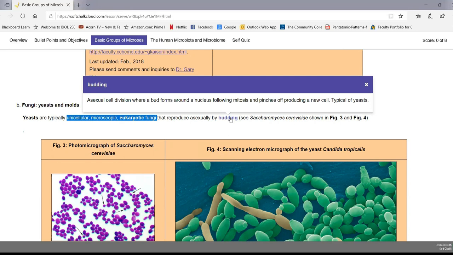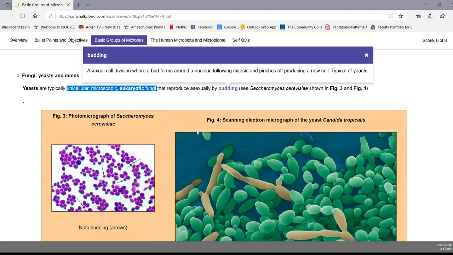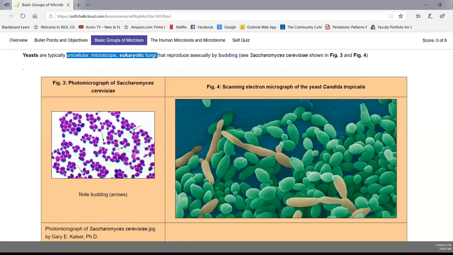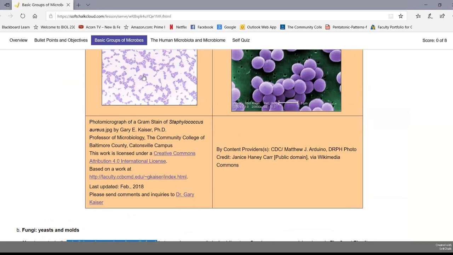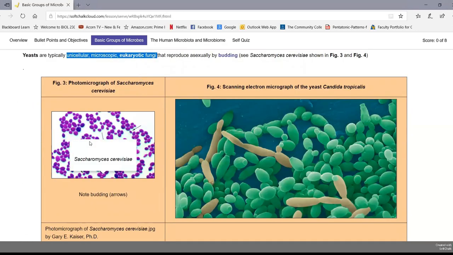And this is where, following mitosis, a bud forms around one of the nuclei, pinches off, and becomes a new yeast. For example, in figure 3 here, we see Saccharomyces cerevisiae, or baker's yeast, as it would appear stained under the microscope. We see how much larger the eukaryotic yeast is than these tiny prokaryotic bacteria. One of the things we'll actually be stressing in lab 1 in our lab manual. And we can see buds forming involved in reproduction.